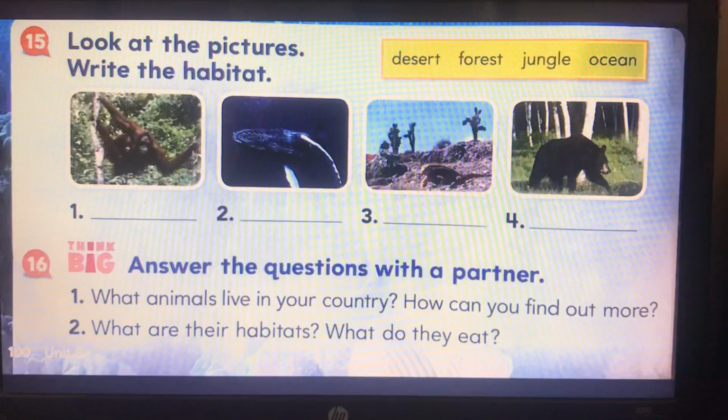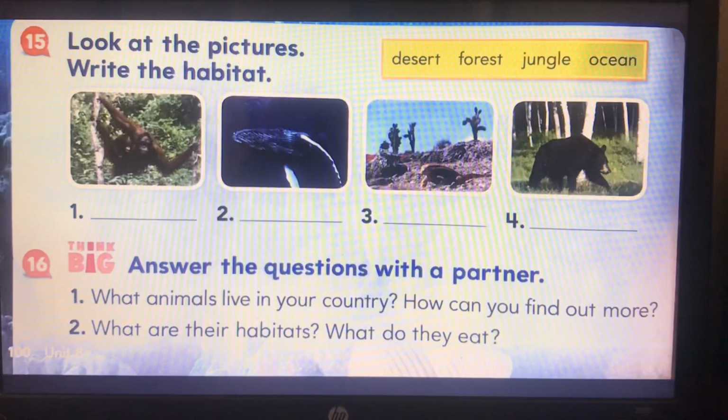Now, in the bottom part of page 100, we will do number 1 through 4. Now, let's read the directions. Look at the pictures and write the habitat. Okay, let's look at picture number 1. Remember, in the yellow box in the top corner, we have our 4 different options. We have the desert, the forest, the jungle, and the ocean. Let's go ahead and do number 1.